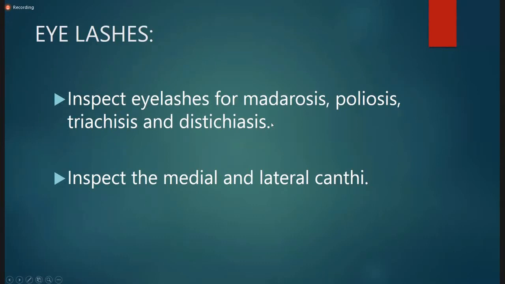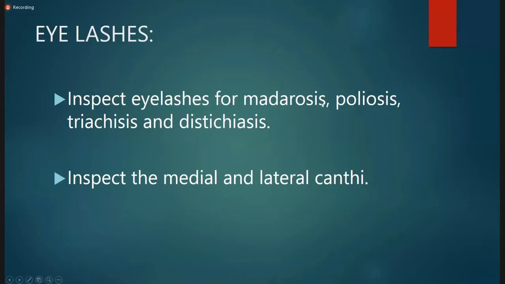What is dystrichiasis? This is acquired when the eyelashes grow from the meibomian gland orifices. When the eyelashes grow from the meibomian gland orifices, which is usually seen in some chemical burns, or some cicatricial conditions like Stevens-Johnson syndrome or ocular cicatricial pemphigoid, that is known as dystrichiasis.